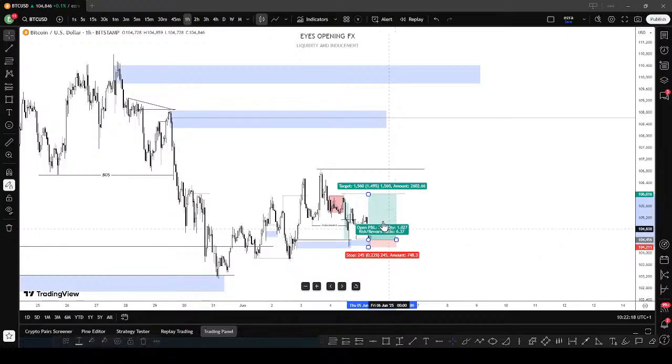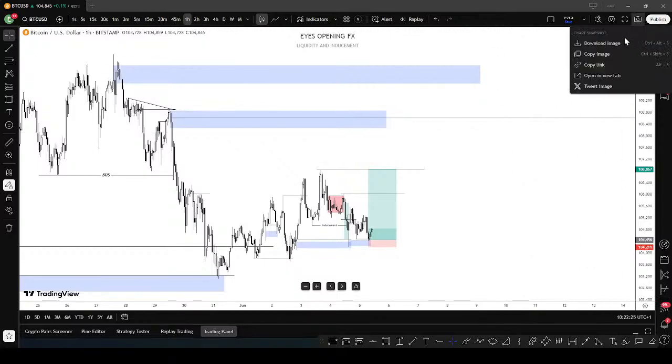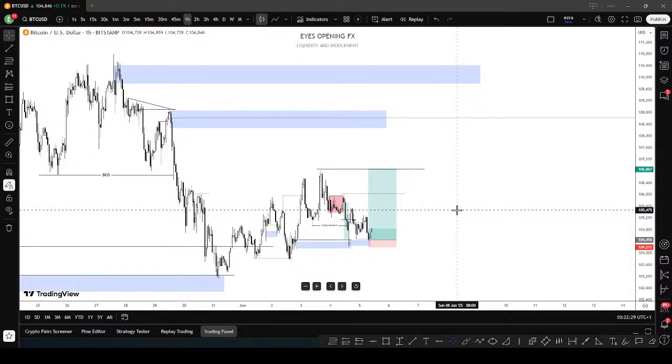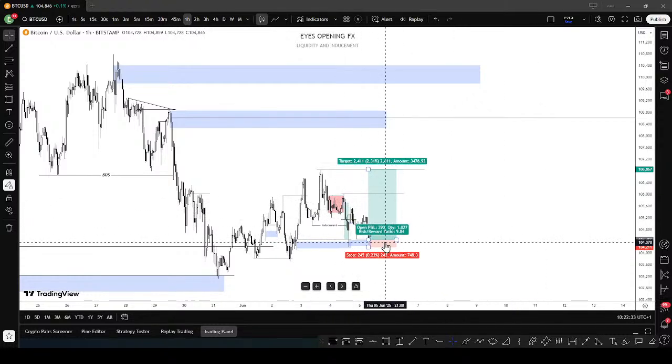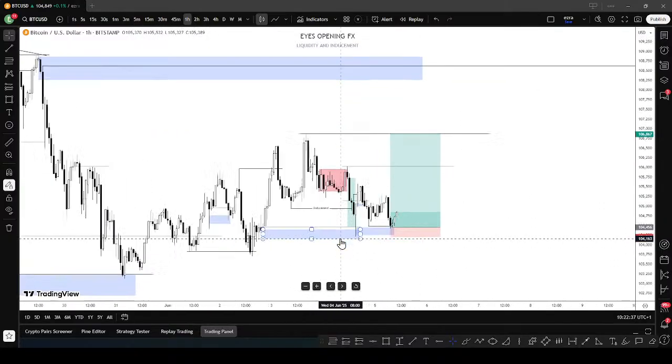But this is a clean setup. One can target this as first target, and this will be another target, right? So this will be another target. A clean and simple setup. You don't need to make it complex. All right, you don't need to.